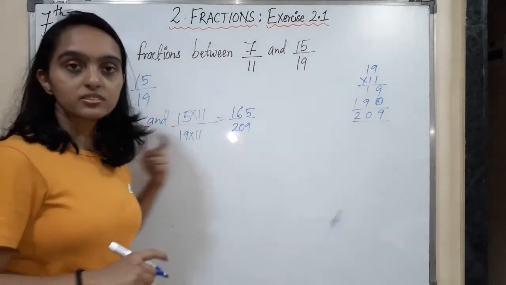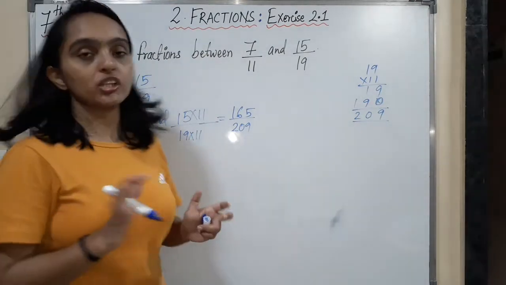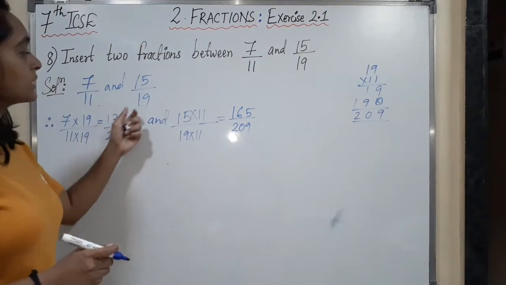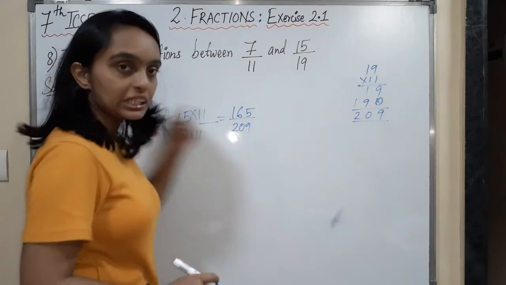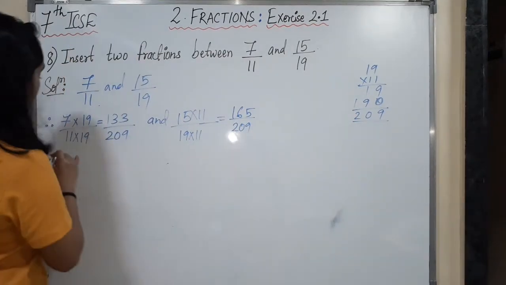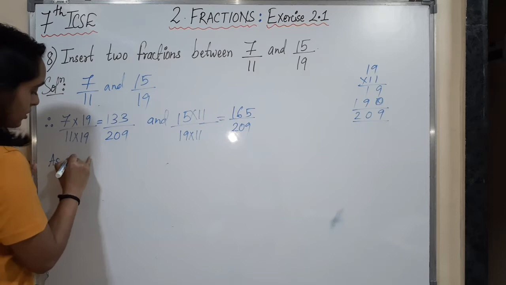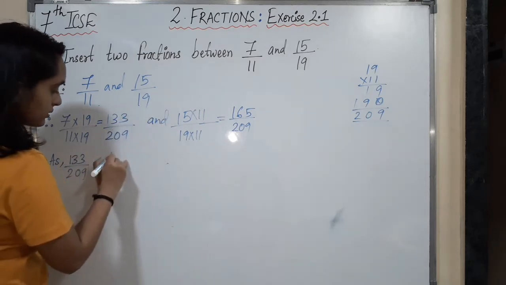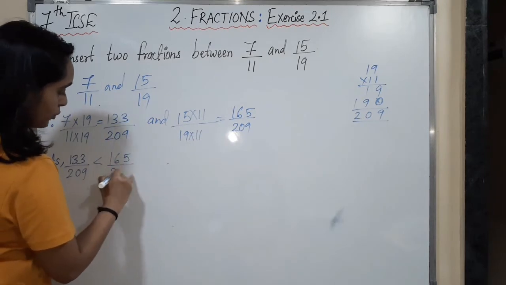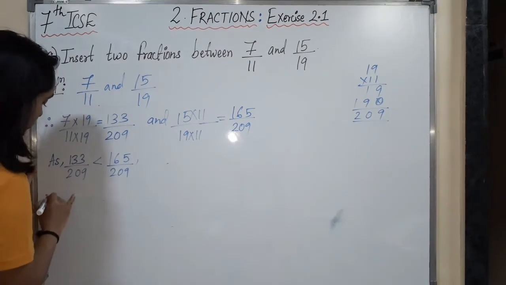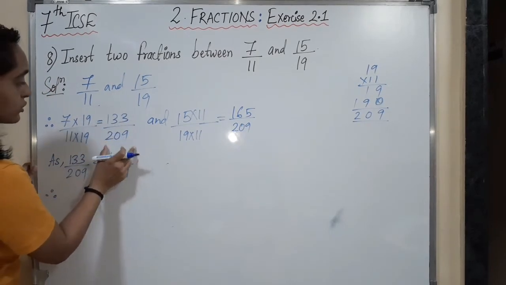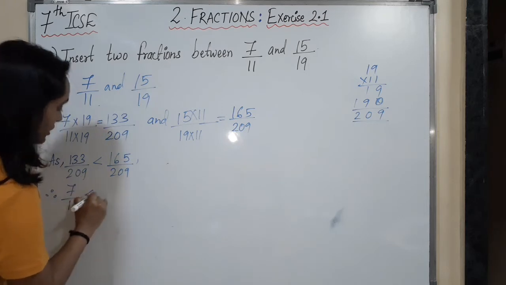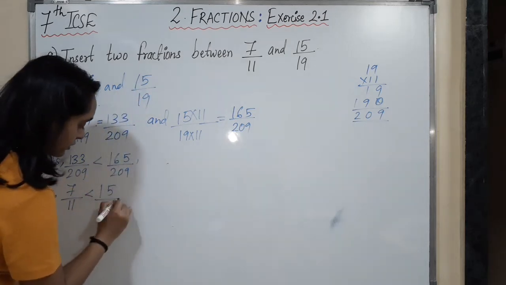So now both the fractions are like fractions. We will check which is the greater among them. So as 133 is smaller than this number, this will be greater than this. So you will get 133 upon 209 is smaller than 165 upon 209. Therefore, the equivalent fractions show 7 upon 11 is less than 15 upon 19.